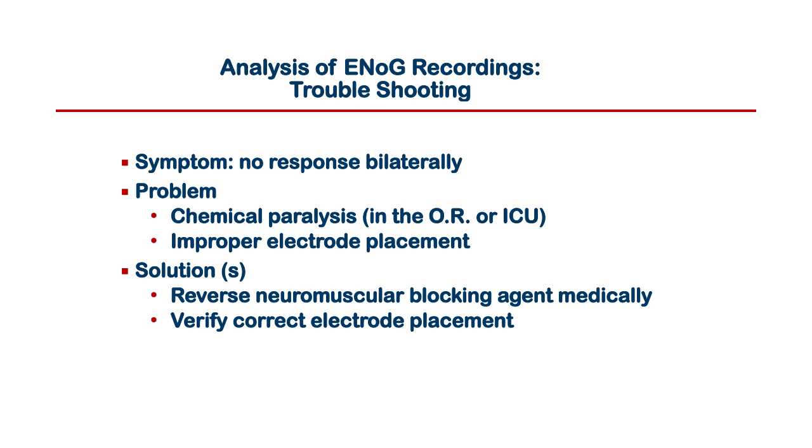So what do you have to do here? Well, I've run into this, and I said I'm going to have this patient's chemical paralysis eliminated just temporarily. In the operating room, they can do that pretty quickly. In the ICU, they may not be able to quite so quickly. Or obviously, if it's an electrode problem, you have to just correct it. Usually, it's just a question of plugging in the proper electrode.